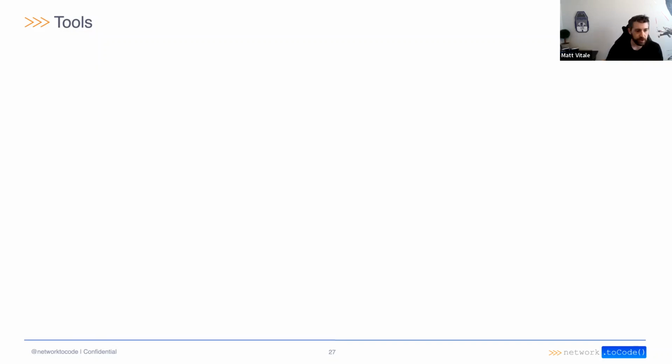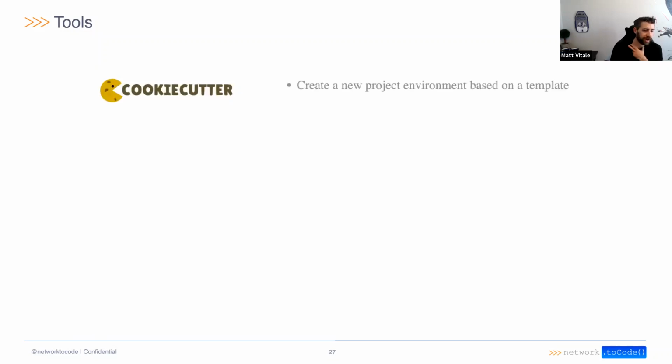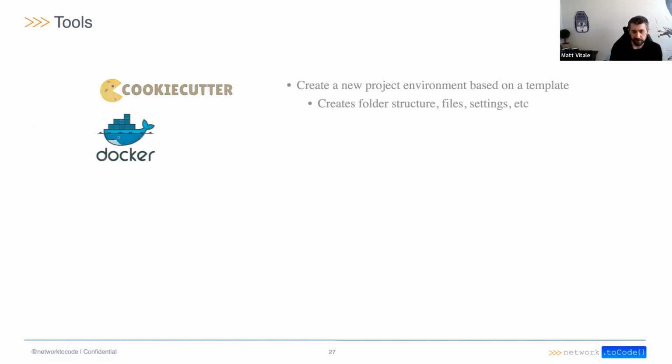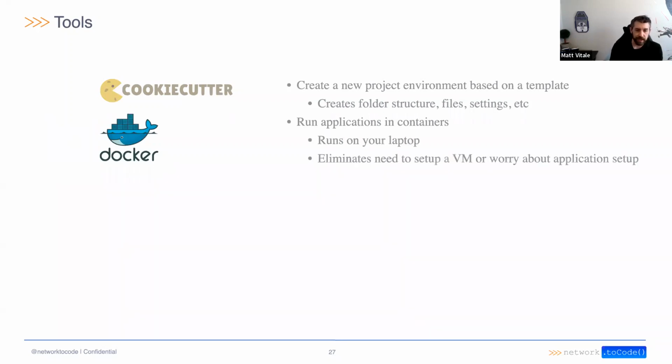So let's start with Cookie Cutter. Cookie Cutter creates a new project environment based on a template, along with the folder structure, the files, any settings that are needed in those files as well. Docker, probably very familiar with, runs applications in containers locally on your computer, and it'll eliminate complex VM installs and setting up applications or running VirtualBox, anything like that.